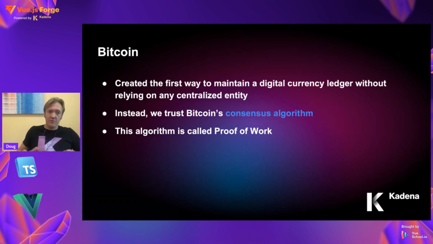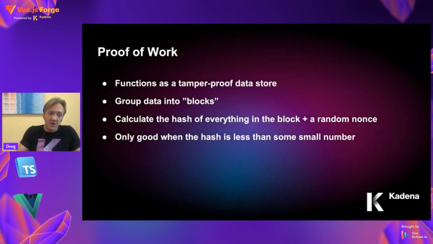If you research it and learn about it and understand how it works, which we're going to go into a little bit here, this is really the thing you're trusting in. And you don't have to trust in the whims of a human who might change their mind, or even not change their mind, but just make mistakes. So Bitcoin came along with this idea called proof of work. And the key thing is that it functions as a tamper-proof data store.